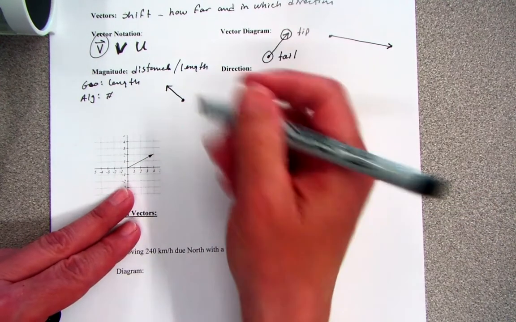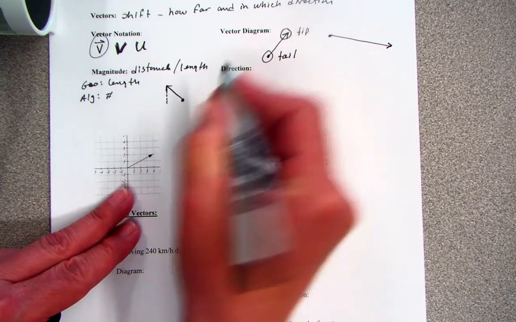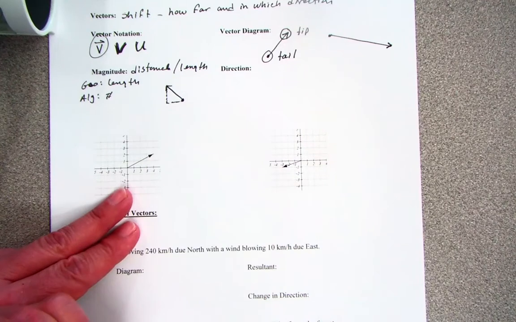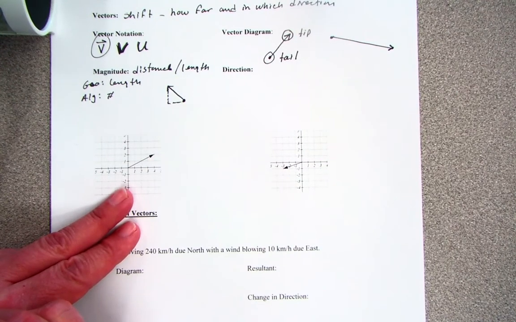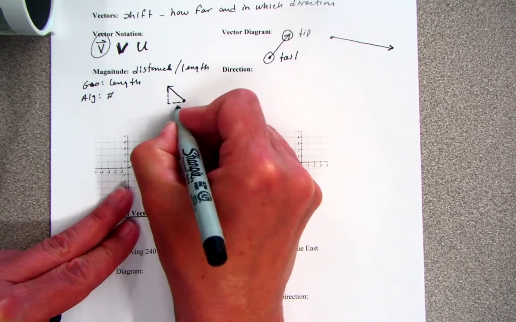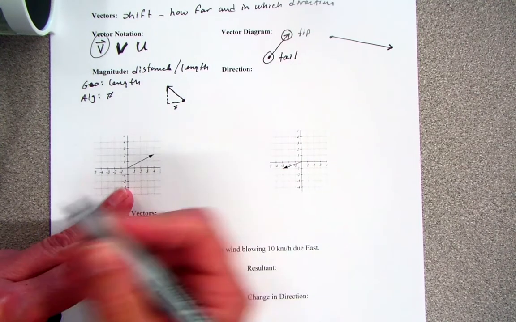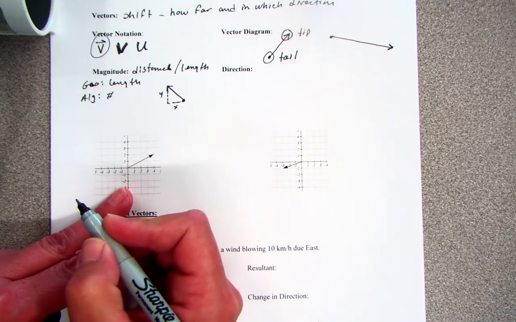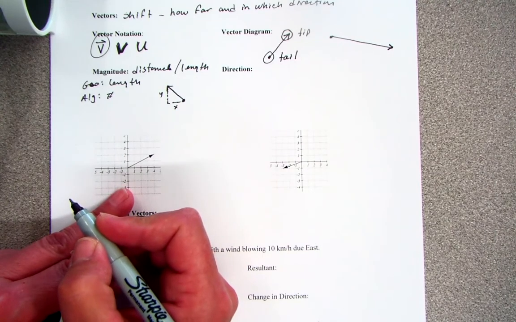What I can do with something slanted like this, no matter in which direction, I can make a right triangle out of it. And I'm looking for the length of the vector. So in this right triangle, it will always be the hypotenuse. So I could call this x because it's in the x direction, horizontal. I'll call this y. It's in the vertical direction. I'll be looking for the magnitude.